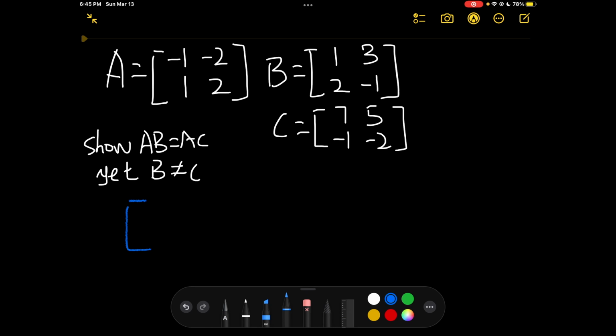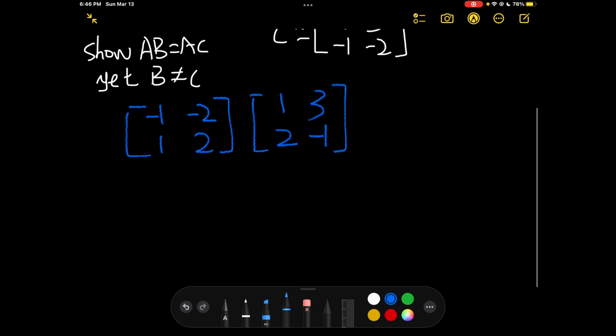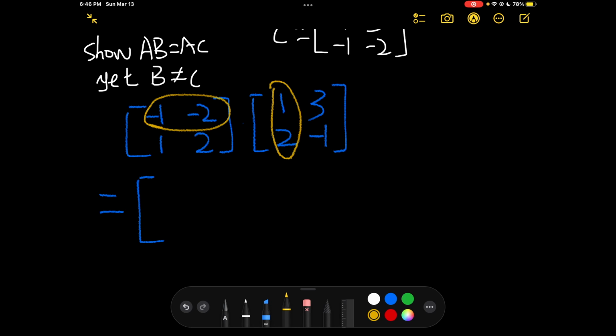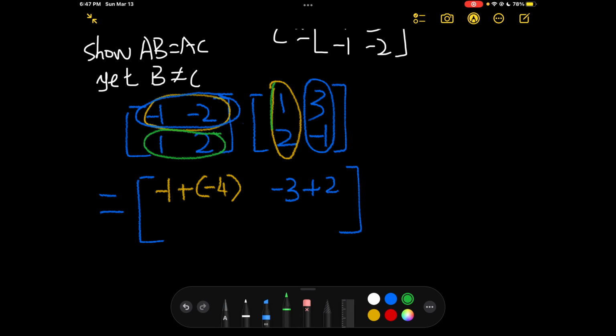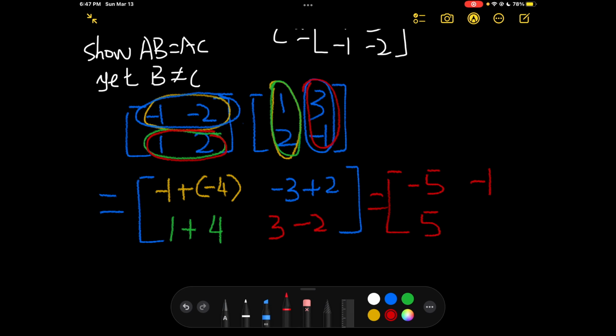Matrix A is -1, -2, 1, and 2, times matrix B, which is 1, 3, 2, -1. So we take the first row times this vector: -1 times -1 is -1, plus -2 times 2 is -4. This entry is first row, second column: -1 times 3 is -3, plus -2 times -1 is 2. Second row, first column: 1 times 1, 2 times 2. Second row, second column: 1 times 3, 2 times -1. Okay, we have -5, -1, 5, and 1. That's matrix A times matrix B.